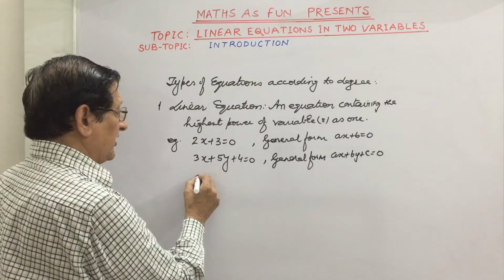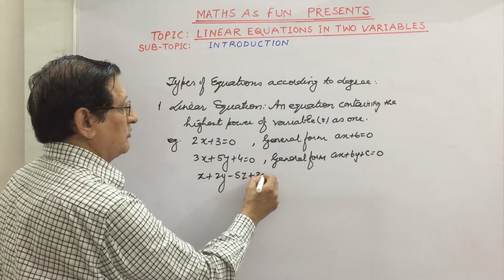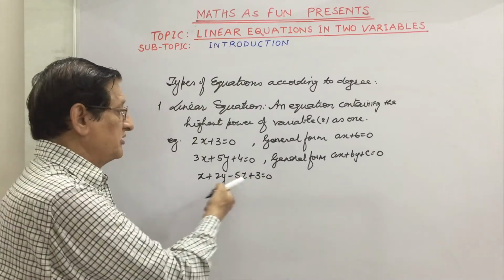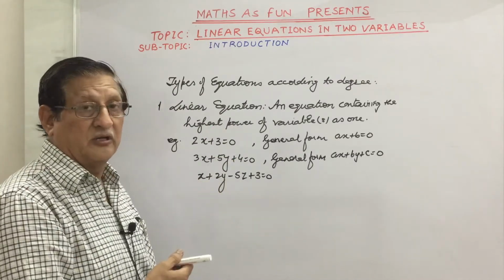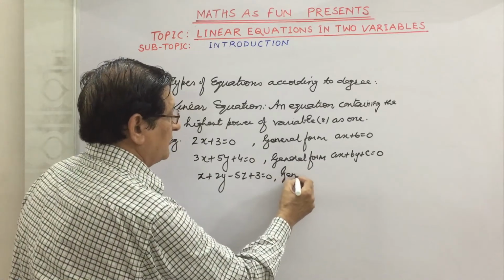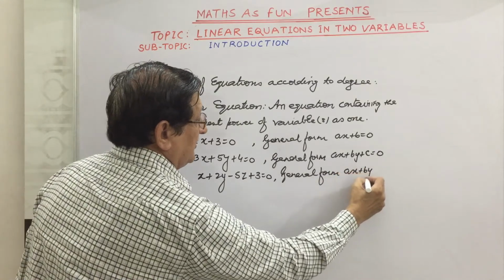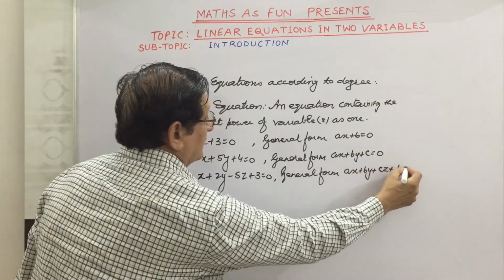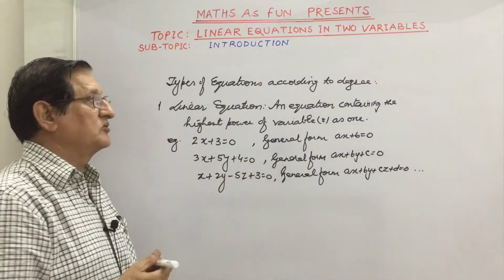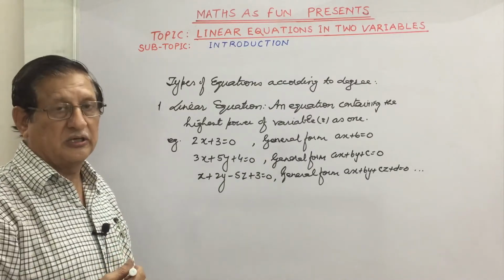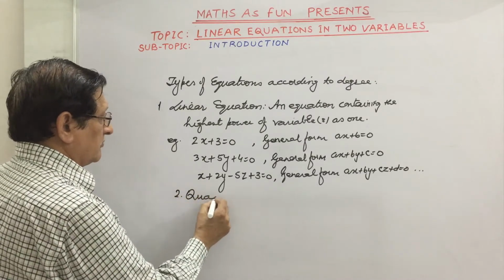Let's take one more. Suppose we have x plus 2y minus 5z plus 3 equal to 0. This is an equation in three variables, and these all are examples of linear equations, and the general form of this is taken as ax plus by plus cz plus d equal to 0, and so on. We can go for many variables, but the power of each variable should be only 1, then we call that a linear equation. Let's learn about the quadratic equation.